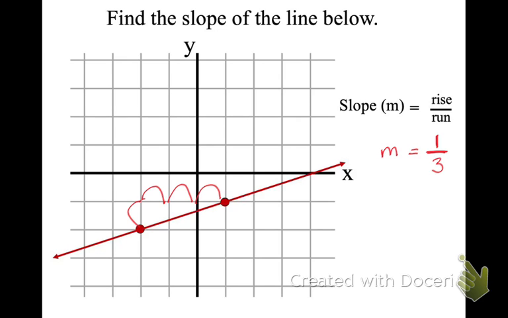Okay? Rise over run. My rise is 1. My run is 3. And they're both positive. When you go up, it's positive. When you go down, it's negative. When you go to the right, it's positive. When you go to the left, it's negative. If I had gone down, -1, notice I would have had -3, because I'm going to the left. And then it would be -1 over -3, which reduces to 1 over 3, because a negative divided by a negative equals a positive.